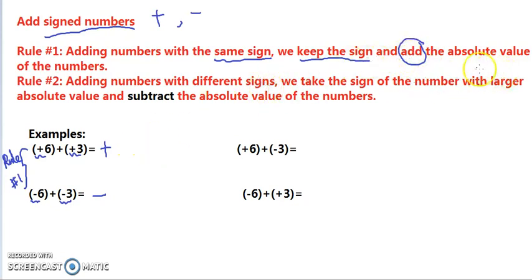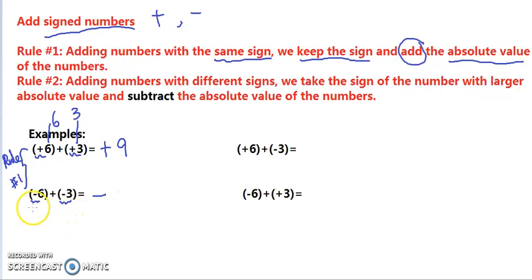Absolute value, we know, means to get rid of the sign. So if we say positive 6, we can think of it as 6. The absolute value of positive 6 is 6, and the absolute value of positive 3 is 3. So we add these two numbers, 6 and 3, and we get 9.